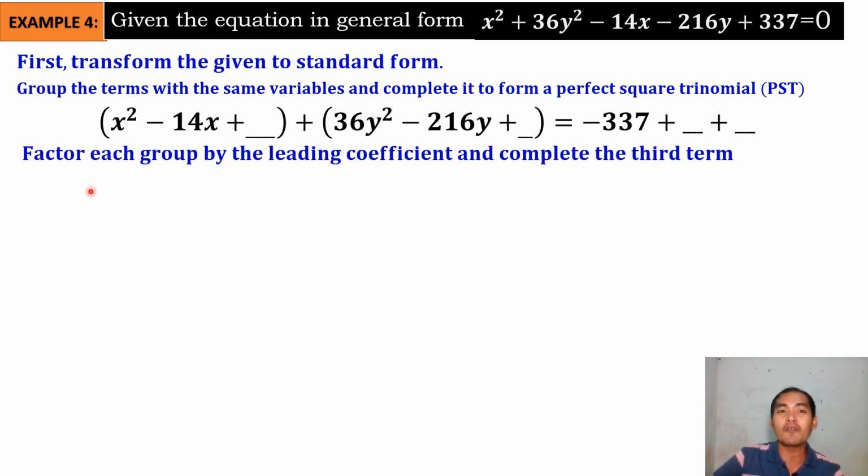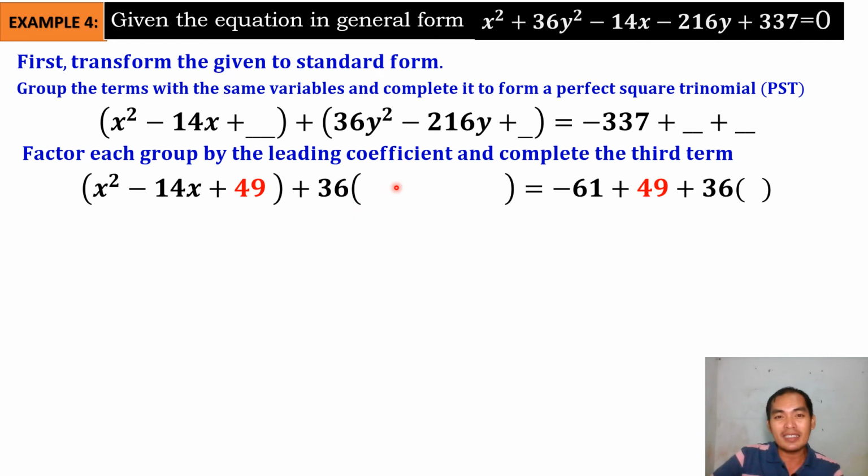Next step is to factor its group by the leading coefficient and complete the third term. So, for the first, the coefficient is 1, so no need to factor. Okay na yan. Pag may coefficient na hindi siya 1, yun ang ifa-factor natin. Here, 36y squared, dapat 1y squared. So, we factor it by 36. So, we have 36 times the quantity of blank.